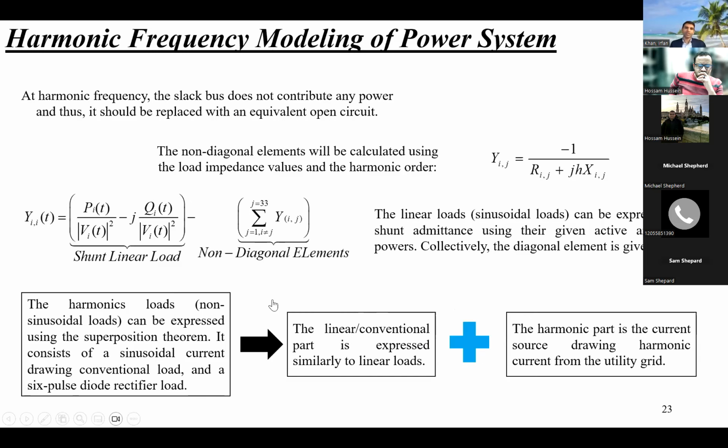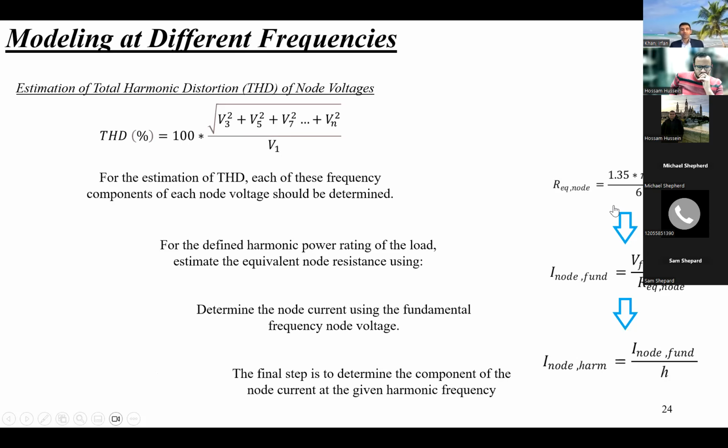All right, so then we did harmonic frequency modeling of the power system. To do that, we have our traditional fundamental frequency component, and then we have the harmonic part, which is a current source drawing harmonic current from the utility grid. And to do that, we have this harmonic component here in the admittance matrix. Initially it was not there, but now we have the harmonic component over here, which includes whichever harmonic we are having in our current injection.